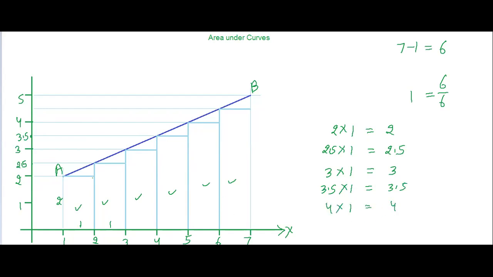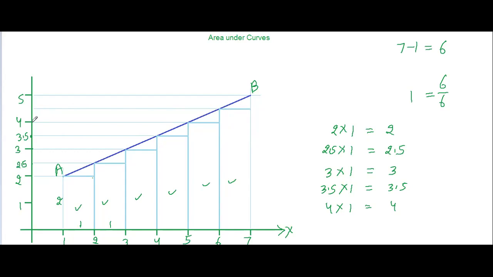And if we see the height of the last rectangle, that is the sixth one, this is from the graph.